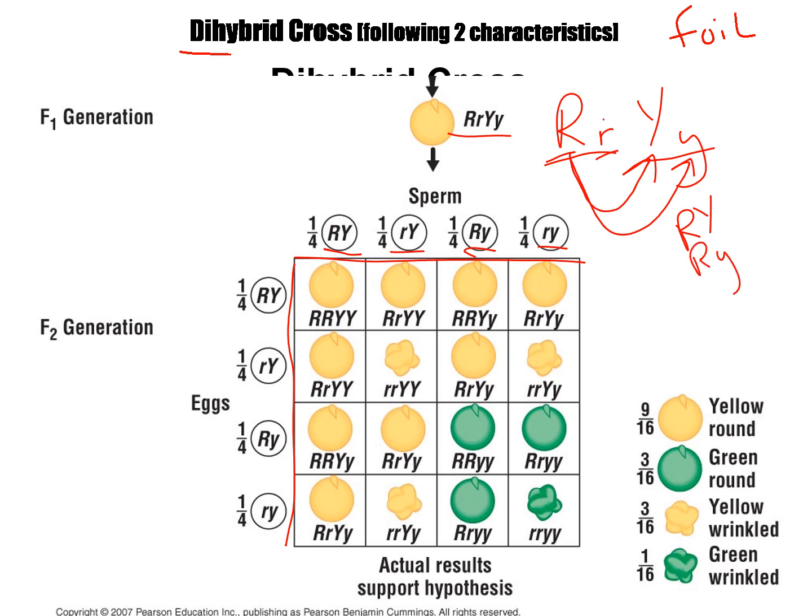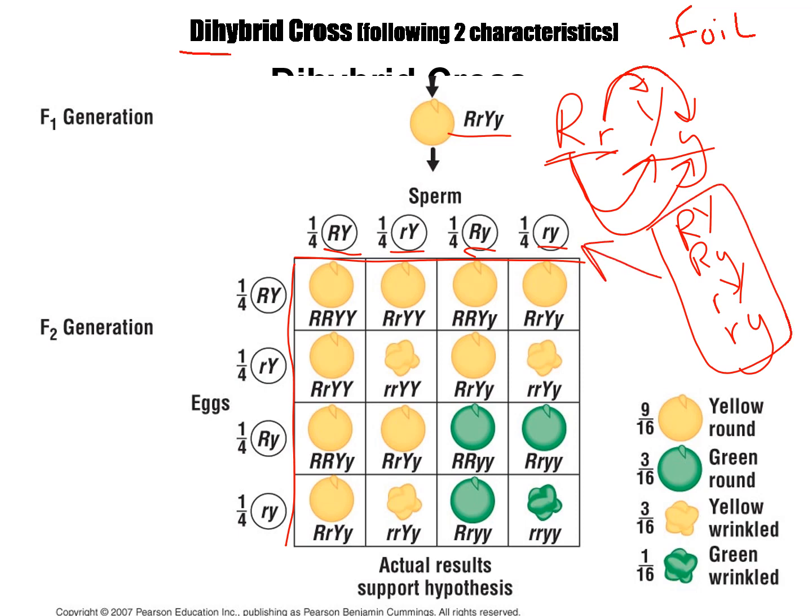The little r is going to go half the time with the uppercase Y, half the time with the lowercase y. So you're going to get that little r, recessive r, with the dominant Y, and the recessive r with the recessive y. And these will be your 4 gamete options for that one parent and also for the other parent because they have identical genotypes.